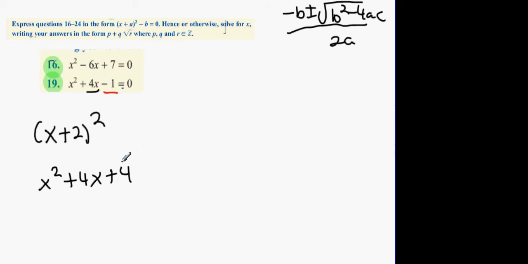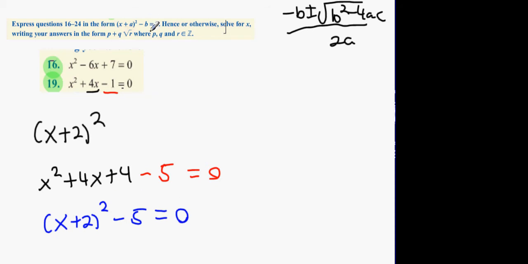What you do for number 19 is what you've done before. Look at the middle value. The middle value is plus 4x. So what you want to do is write down half of 4 is 2. It's going to be x plus 2 squared. Multiply out x plus 2 squared. You get x squared plus 4x plus 4. You don't want plus 4. You want minus 1 at the end. How would you change plus 4 into minus 1? Take away 5. So x plus 2 squared minus 5 equals 0. Now convert it back into what you had before. a is 2, b is 5.